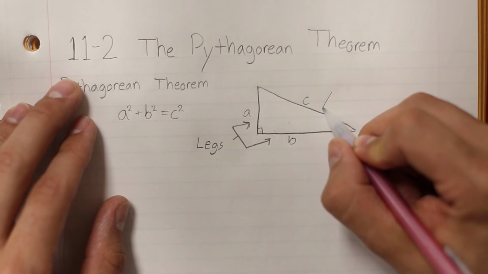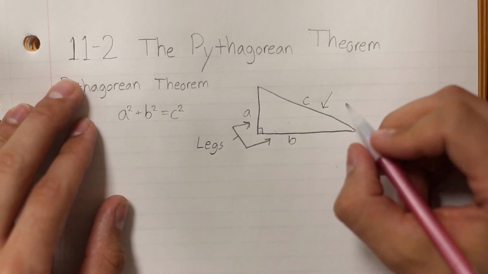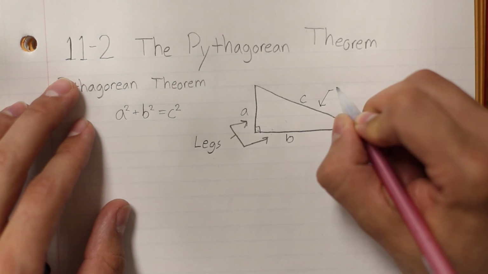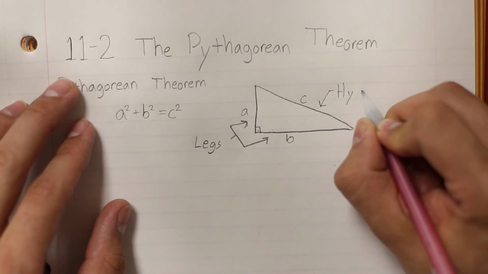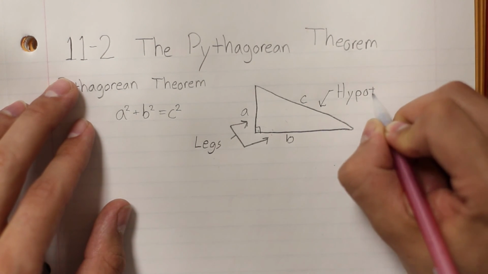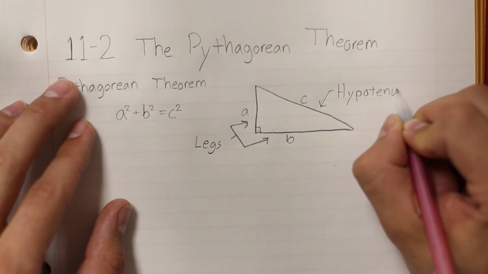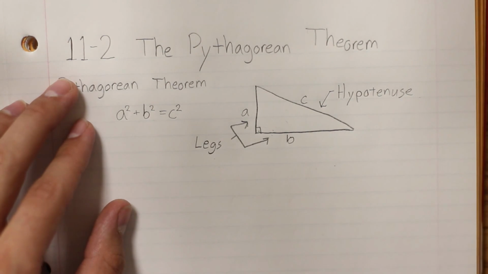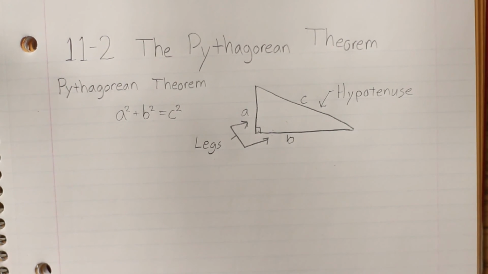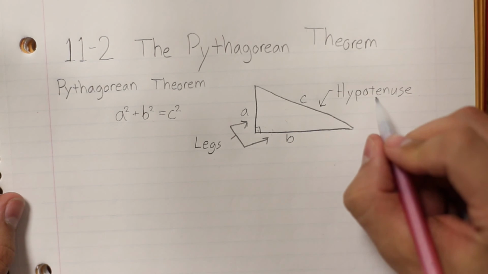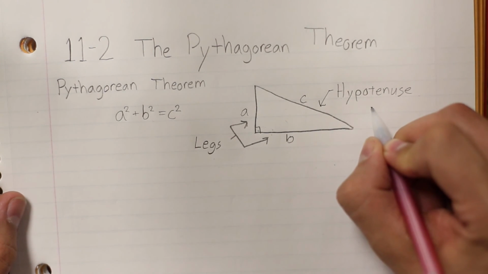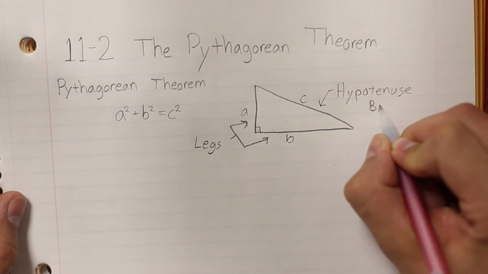This guy over here has a funny name. Almost sounds like hippopotamus. But it is called the hypotenuse. And that is spelled H-Y-P-O-T-E-N-U-S-E. Hypotenuse is how you say it, not hippopotamus. So the hypotenuse. Before we go on, one really big important thing you need to know about the hypotenuse is that the hypotenuse is always the biggest side.